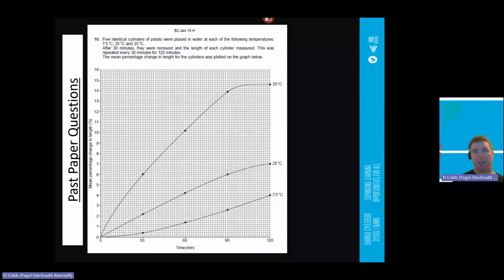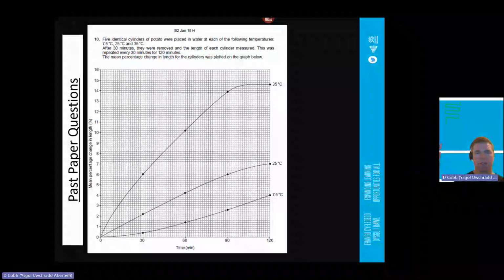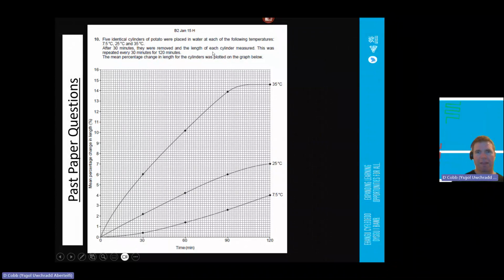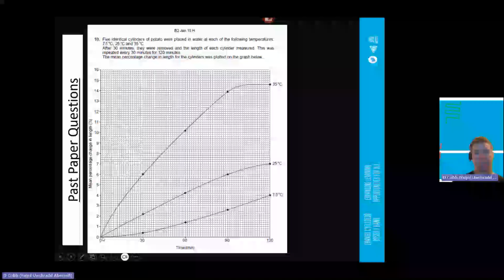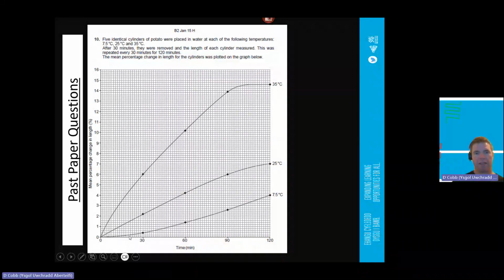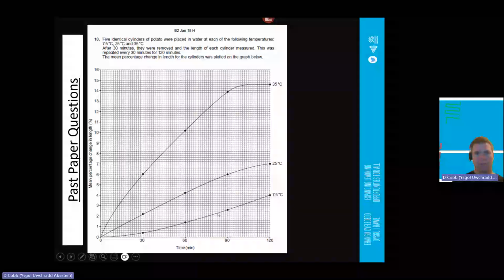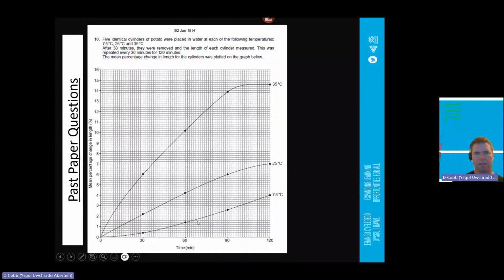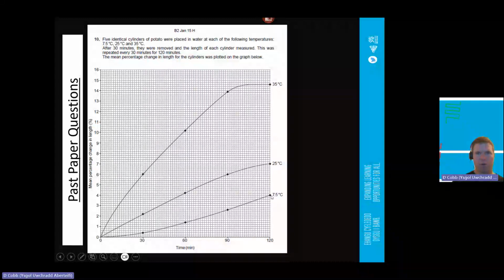So in this case, look, it's the same thing. I've got potato placed in water at each of the following temperatures, 7.5, 25, and 35. In this case, what they did was they recorded the length at regular intervals, 30 minutes for 120 minutes. So the one that was put in 7.5 degrees C, at the beginning, the percentage change in length is obviously 0 because it's starting. So it's at its starting length. Then after 30 minutes, it increased in length by about 0.5%. And then after 60 minutes, increased in length by just over 1%. And 90 minutes, it increased in length by 2.5%. And 120 minutes, it increased by about 4%.